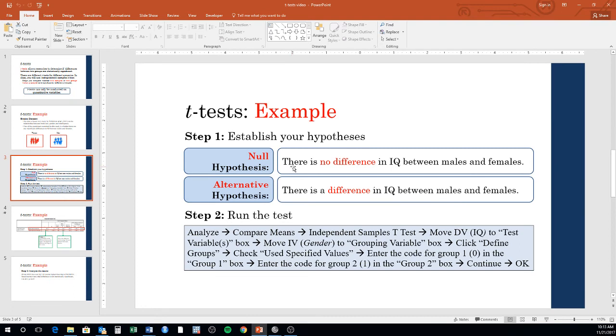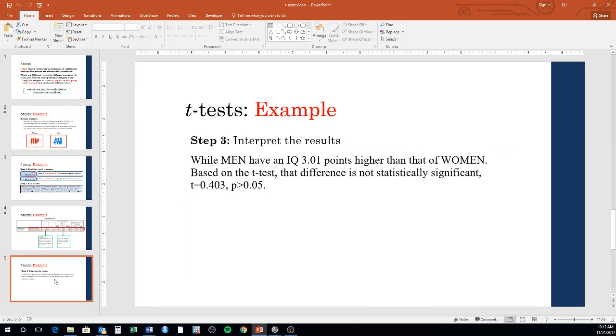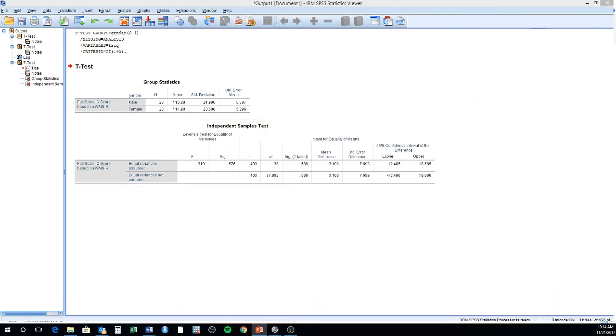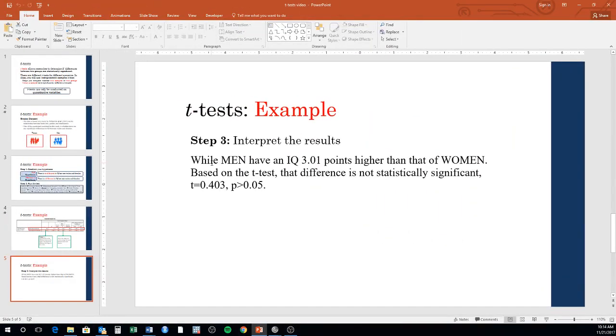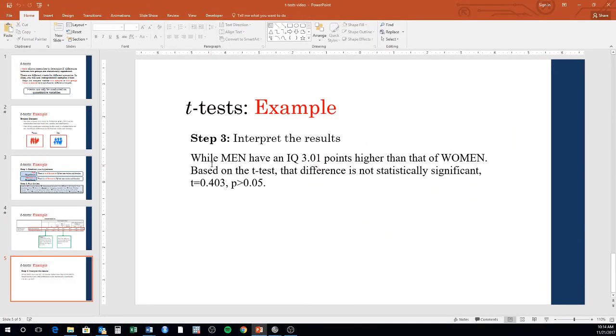So, if the p-value is greater than 0.05, we have to accept the null hypothesis, that there is no significant difference in IQ between males and females. By the way, in your reports and your homeworks, when I ask you to report the results, don't give me this table. I don't need this table. I need you to actually report the results. And the reporting of the results will go something like this.